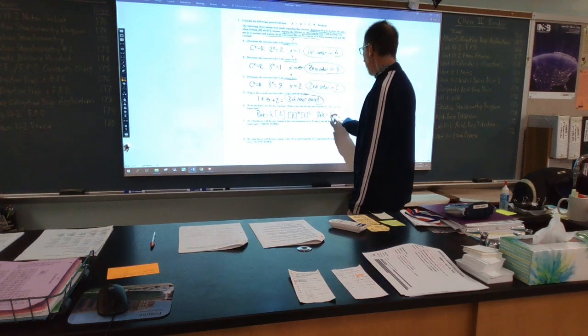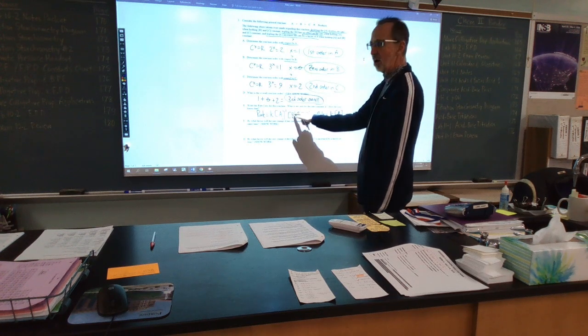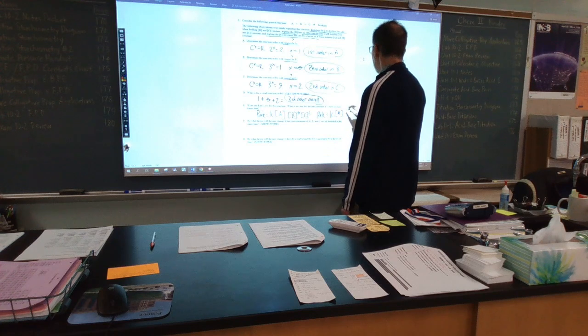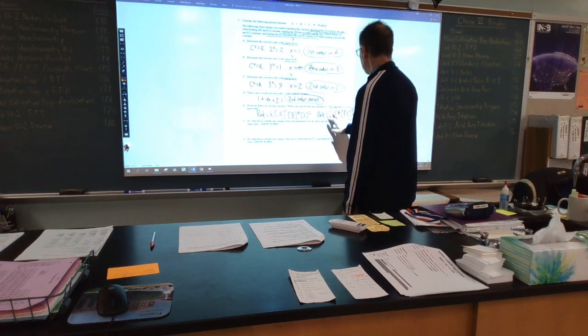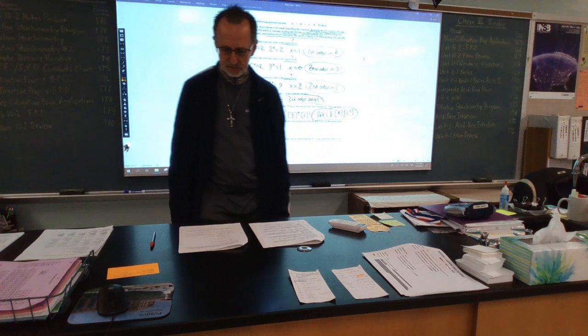So rate would be K times A concentration. B is out since B to the 0 is 1, and that would be C squared. So either way is fine.